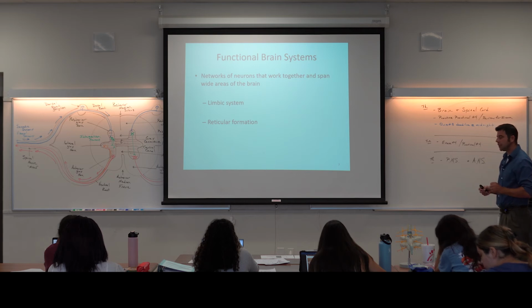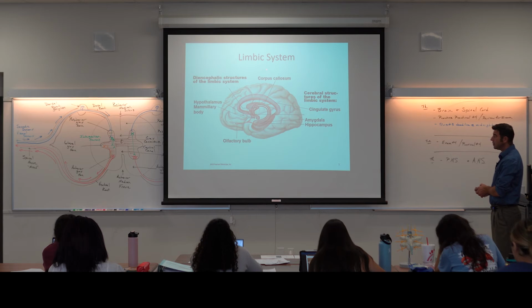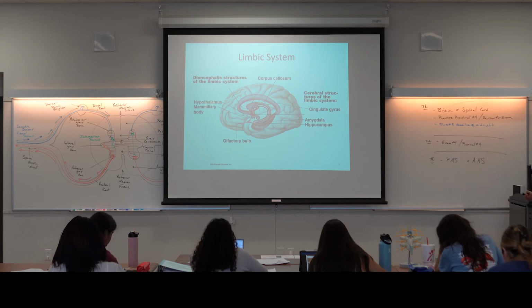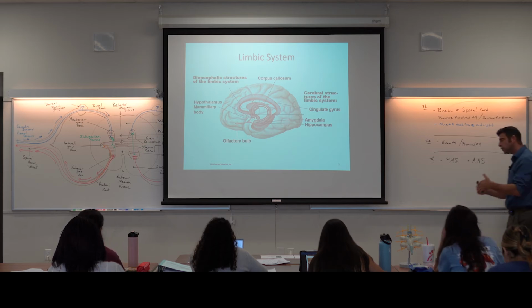Again, a brain formation or a brain system are just going to be multiple parts of the brain that are working together for a common theme or purpose. In the case of the limbic system, you can think of the limbic system as the emotional control center of the brain. That's one way it's described in the textbooks, emotional control center.